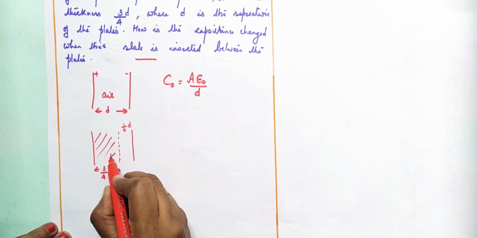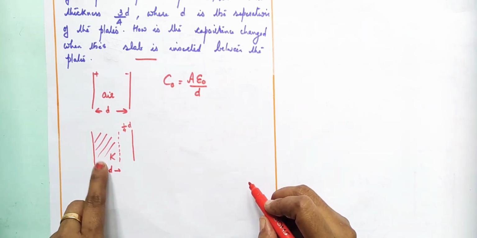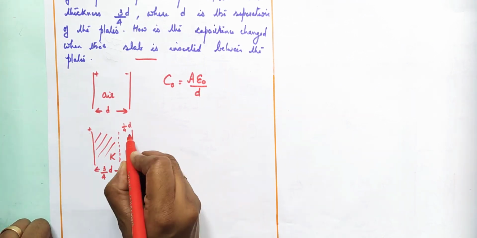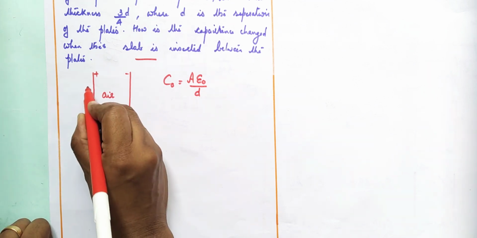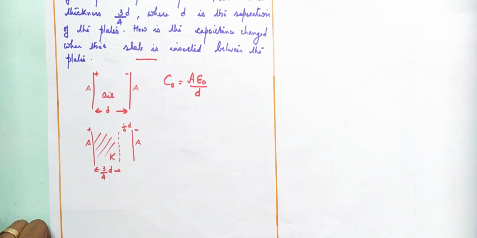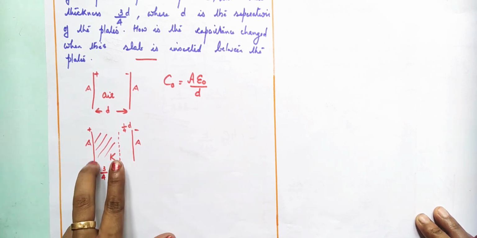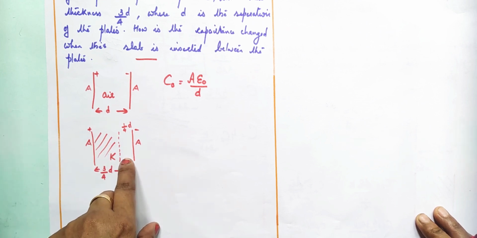So if a dielectric plate is placed between the two plates, 3 by 4 D is filled with the dielectric material and 1 by 4 D is air. Here it is a positive charge plate, there is a negative. The area remains the same. Now, what is the capacitance of this capacitor? That's the question. Now, we can consider this as two capacitors. This can be considered as one capacitor with the dielectric, and this is considered as another capacitor with air as the dielectric.